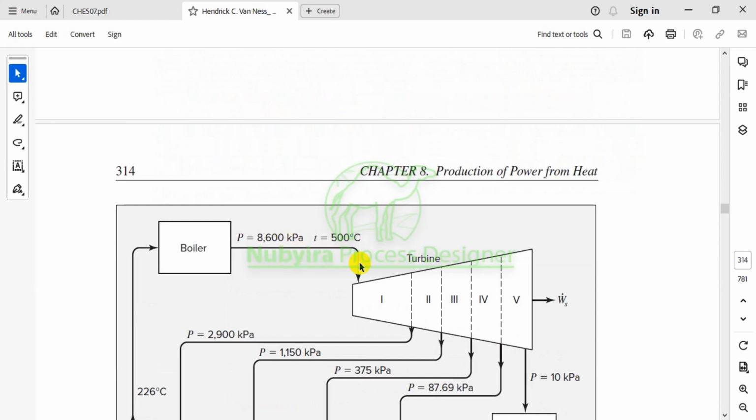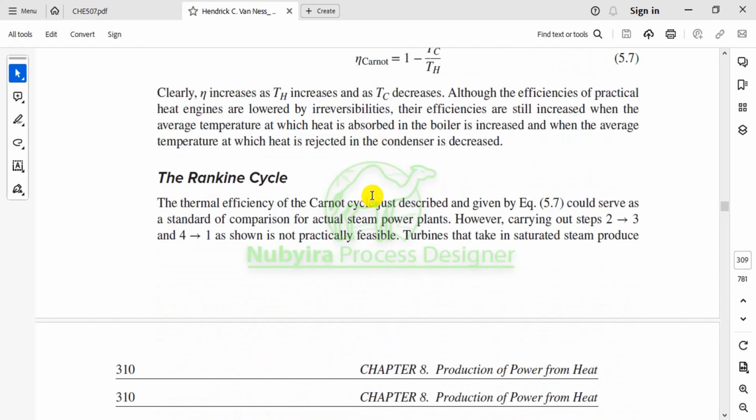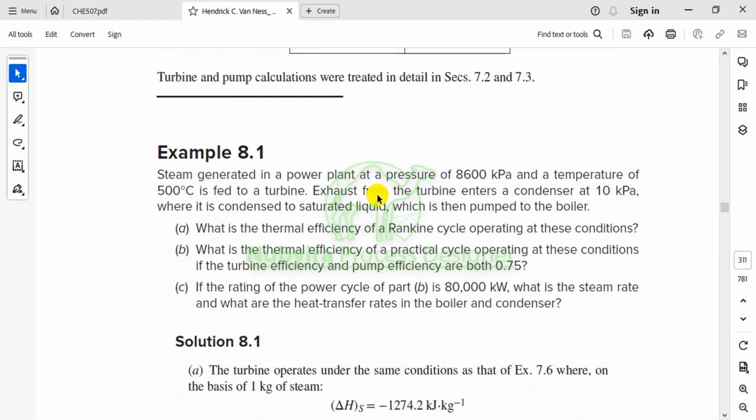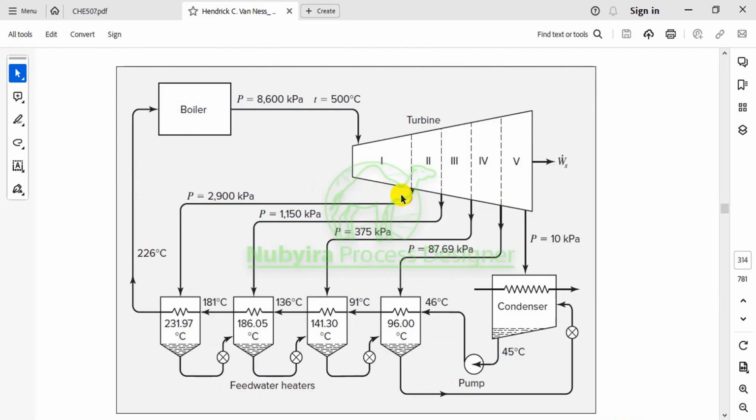So instead of having just a turbine like we have in this simple steam power plant cycle, for a regenerative cycle you can extract the steam at different stages in the turbine and reheat the steam, as you can see over here, with a preheater or even the boiler itself, before you use it to preheat the feed. You understand? Or you can send it to a lower stage in the turbine in order to generate more power. So that's it.